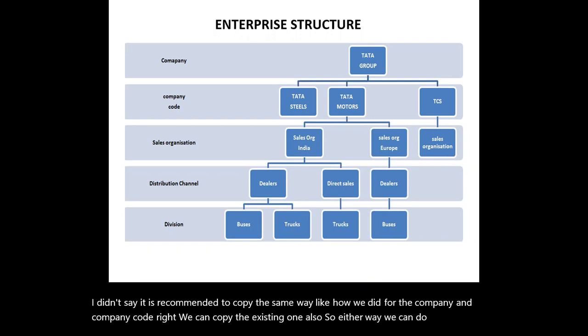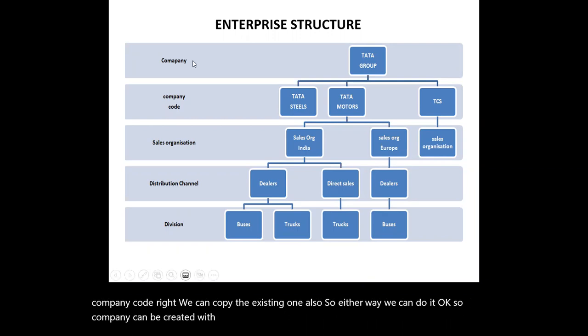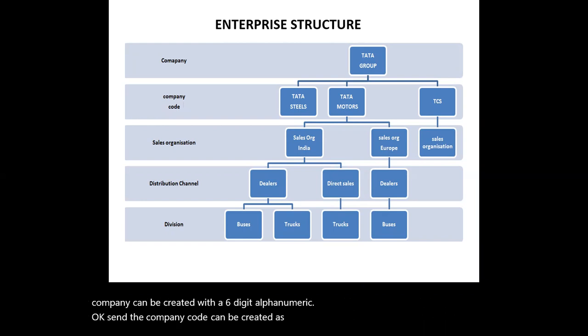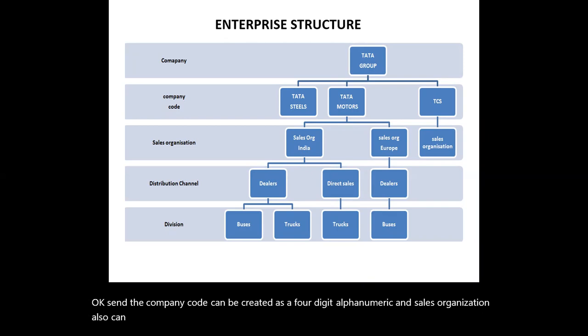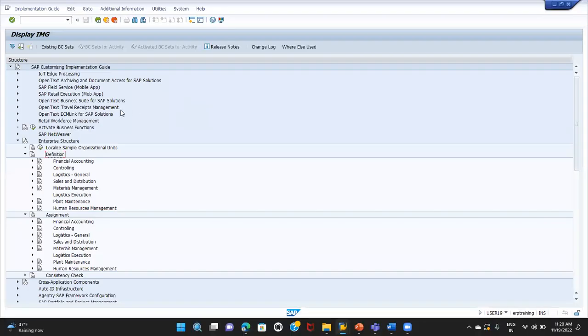Company can be created with a 6-digit alphanumeric, and company code can be created with a 4-digit alphanumeric. Sales organization also can be created with a 4-digit alphanumeric. Now we're going to see how to create the sales organization.